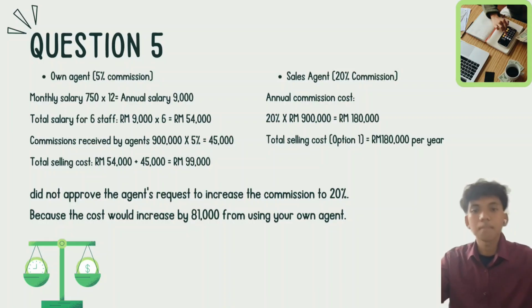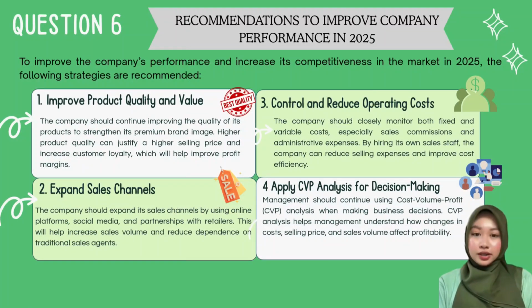Thank you. Based on the analysis, there are 4 main recommendations to improve the company's performance in 2025. First, the company should improve product quality and value to strengthen brand image and customer loyalty. Higher product quality can justify a higher selling price and increase customer loyalty, which will help improve profit margin.